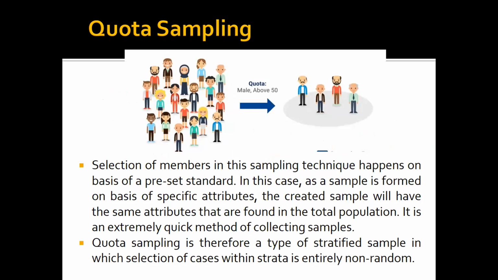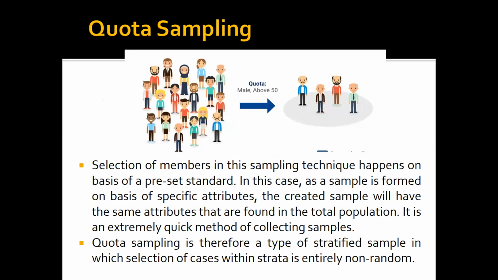There is another sampling technique that is known as quota sampling technique. So this is selection of members on the basis of a particular quota, like males above 50. So what we are doing, the sample is formed on the basis of specific attributes. The created sample will have the same attributes that are found in the total population.